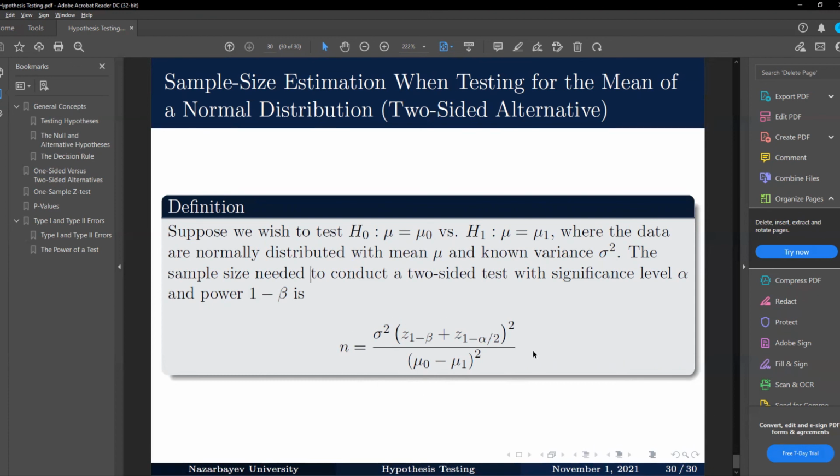Guys, you don't have to memorize that. If I give a problem on quizzes or exams where you have to calculate sample size using this formula, then I will include it.